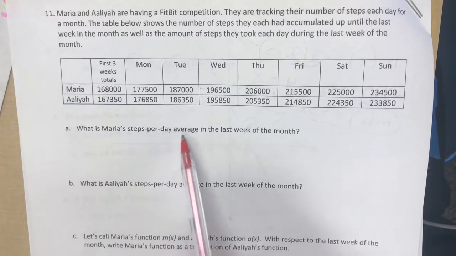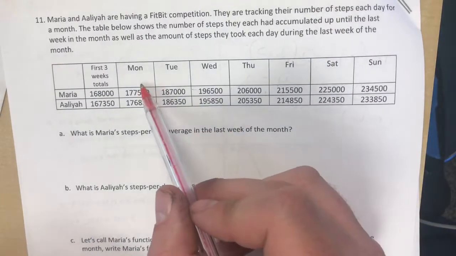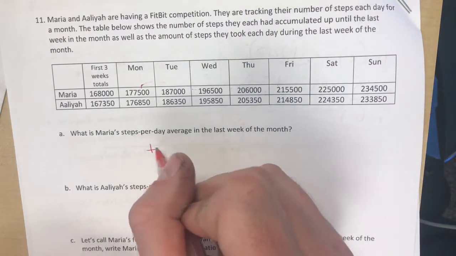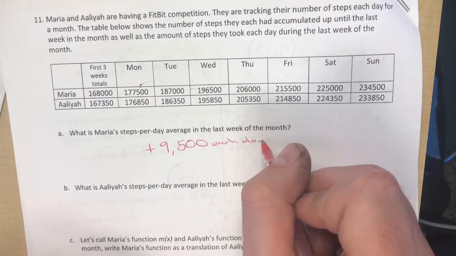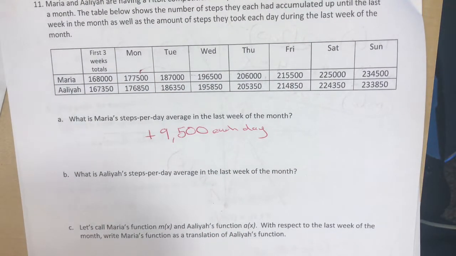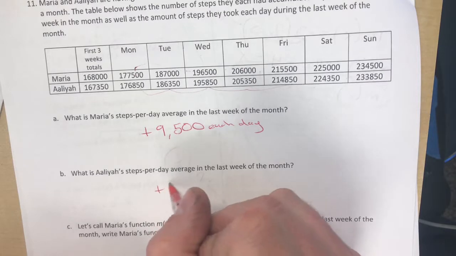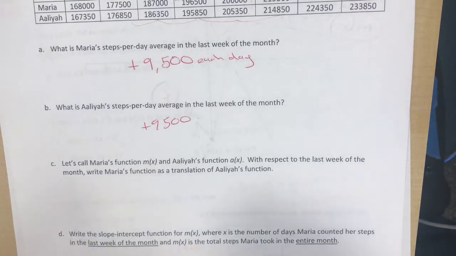So what is Maria's steps per day average in the last week of the month? Well, you would go through and see what she's doing each time for Maria, and she is adding 9,500 steps on the Fitbit each day. And you would do the same thing for Aaliyah, and you would get the same thing. She's also going up 9,500. Now it gets a little trickier. Let's call Maria's function m of x and Aaliyah's a of x. Makes sense? With respect to the last week of the month, write Maria's function as a translation of Aaliyah's function.